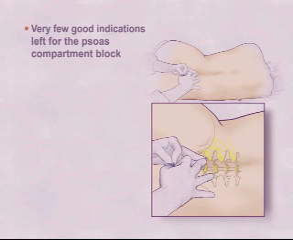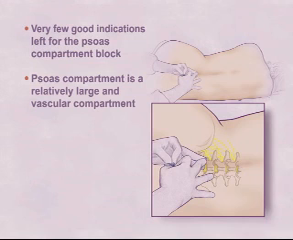Epidural block is a better choice for intra- and post-operative analgesia since patients become very uncomfortable if the down leg is not anesthetized and if the torso of the patient is not blocked. The psoas compartment is a relatively large and vascular compartment, and large volumes of local anesthetic agents are necessary to fill this compartment. This brings the whole issue of local anesthetic toxicity into the equation.